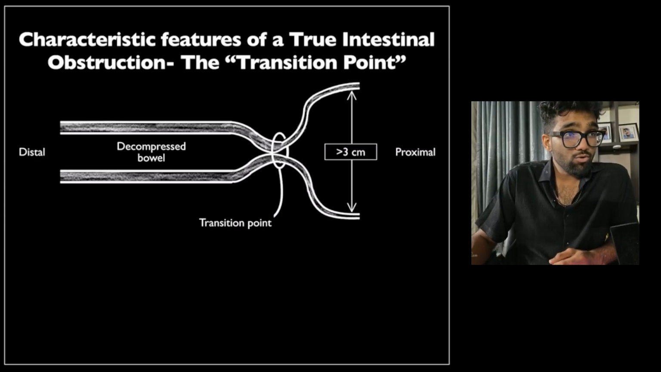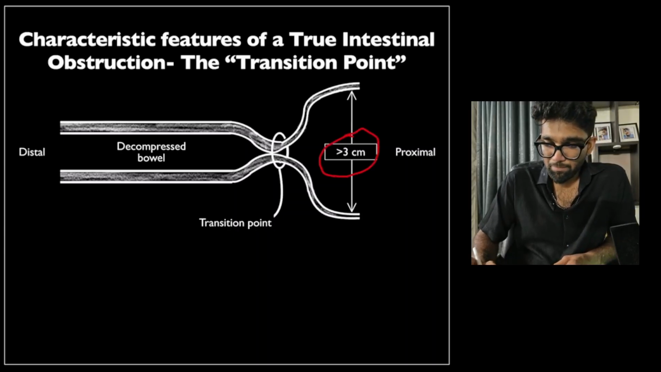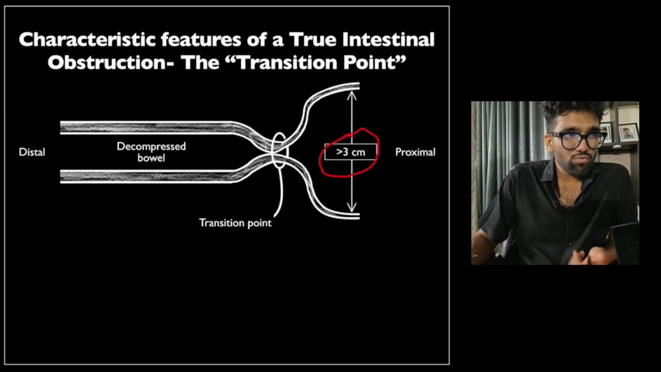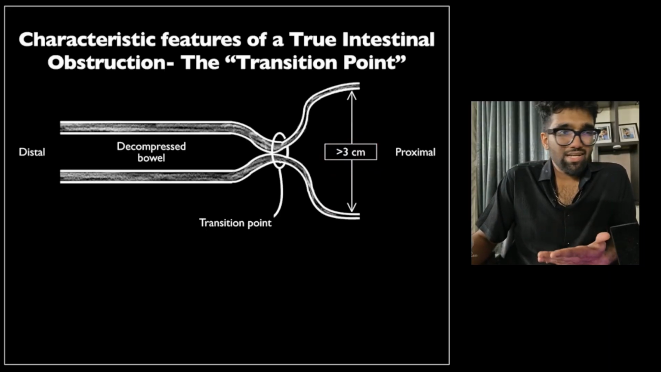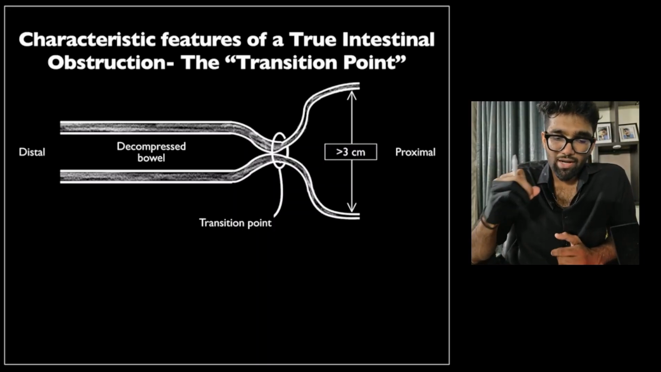A dilated loop by definition is said to be more than 3 centimeters in diameter. Now, some people use cutoffs of 2.5 centimeters, which obviously would be more sensitive, but the general dictum is more than 3 centimeters. Distally, you get decompressed bowel, that is essentially devoid of any fluid or air.